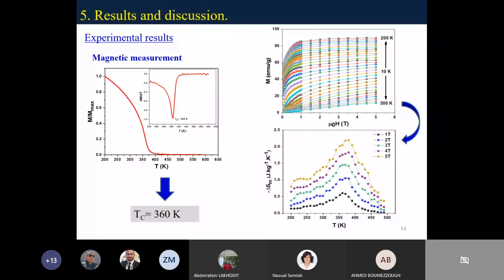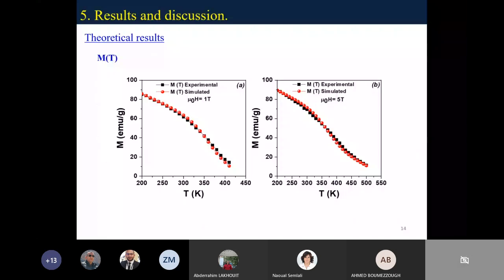For the theoretical result, the following figure shows the magnetization of Fe68Cr12Si8B12 under an applied field of 1 Tesla and 5 Tesla versus temperature. We can observe from the figure that the results show a good agreement between modeled results and experimental data for our sample.